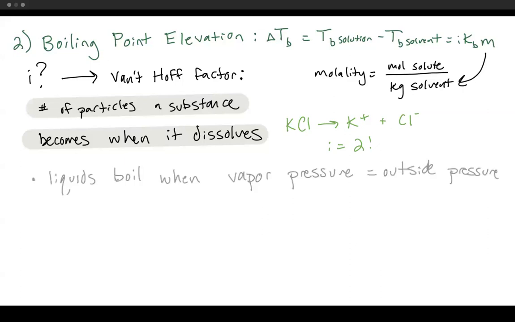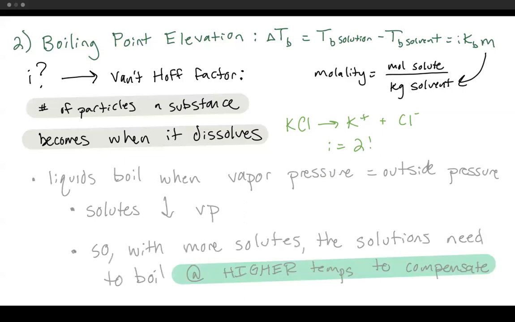Again, let's switch over to the more conceptual side of boiling point elevation. We know that liquids boil when the vapor pressure equals the outside pressure. That's how you get the boiling point. We talked about on the other side that our solutes are going to lower our vapor pressure. So if we have more solutes, the solutions need to boil at higher temperatures to compensate. Think about it. Our outside pressure is staying the same in our solutions, right?